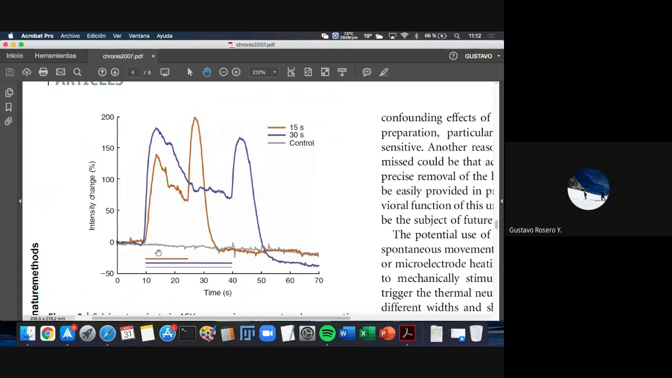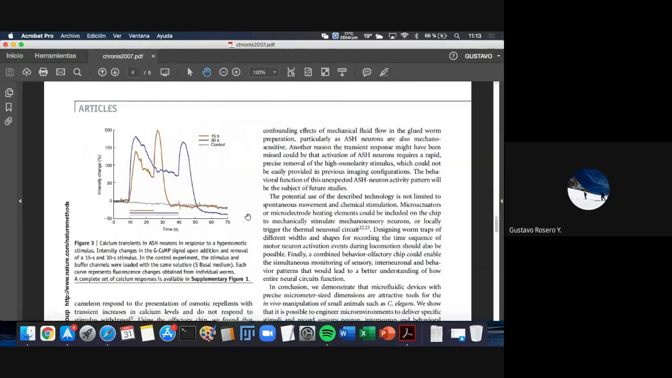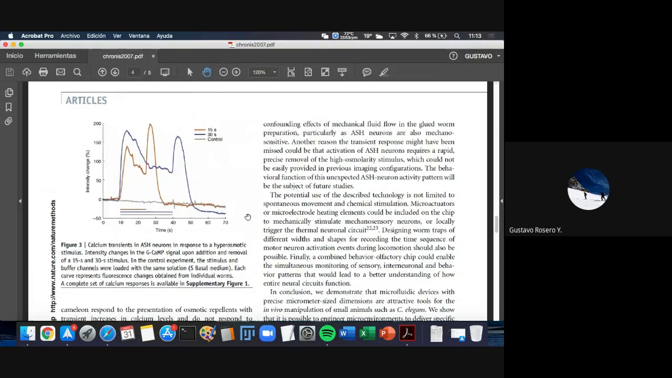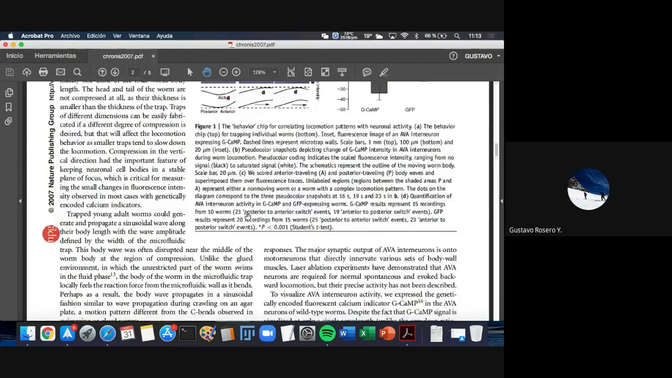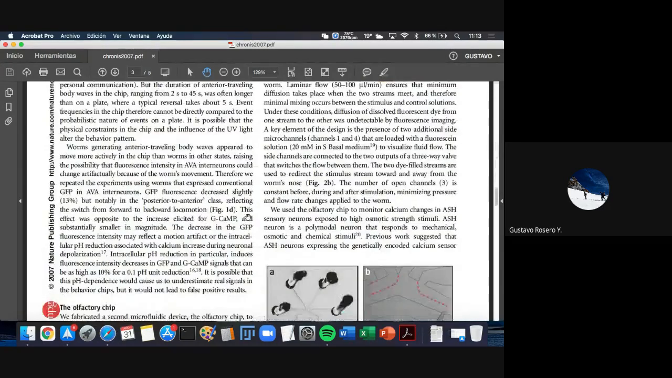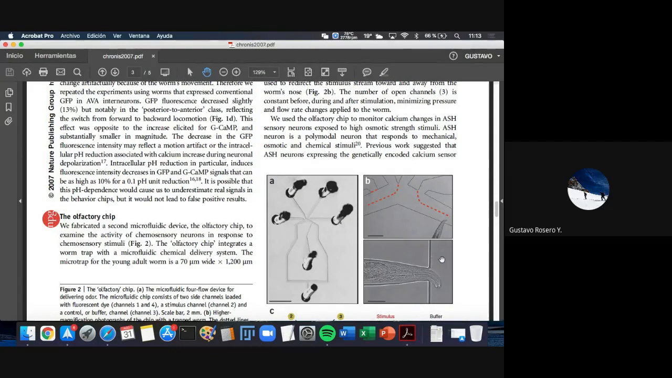The control group is obviously the plain one, and they use two different times in order to see the response of the activity of these neurons, and they characterize the difference between the control and the time of exposure to the stimulation. And it's interesting that they conclude that it's possible to build a microfluidic device that is attracted and get this information, because it's quite difficult to get this information. And they use this technique to characterize this olfactory response of the C. elegans. Okay, this is all. Thank you.